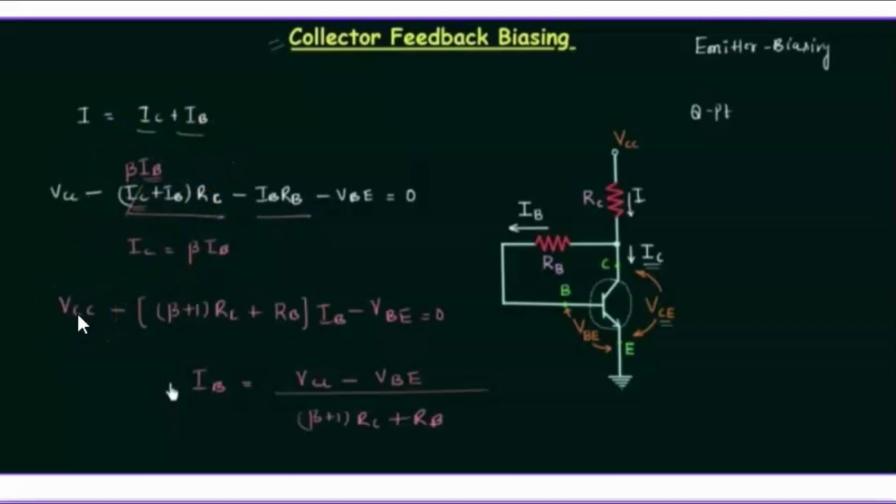So we will have our equation as now VCC minus (beta plus 1) times (RC plus RB) whole times IB minus VB is equal to 0. From this we can get the value of IB, which is (VCC minus VB) by ((beta plus 1) times RC plus RB). And यहाँ से हम लोग collector current निकाल सकते हैं which is equal to beta times IB.